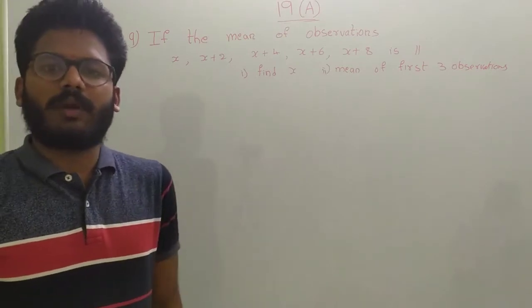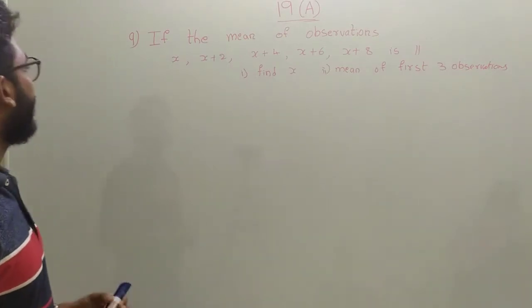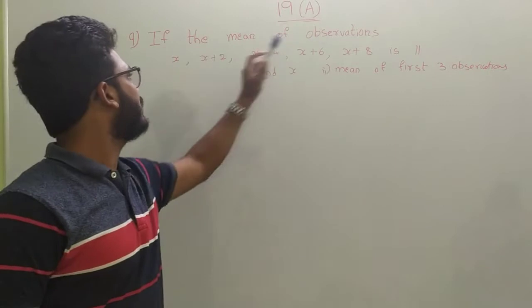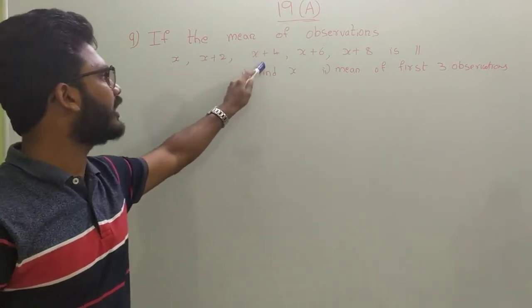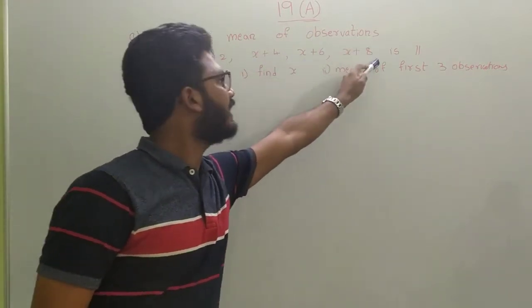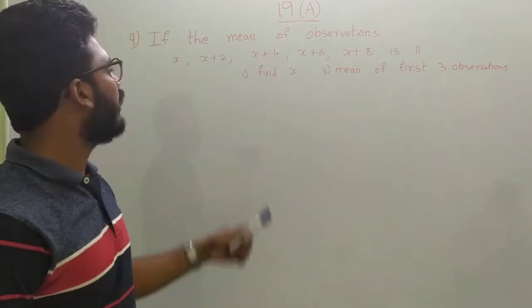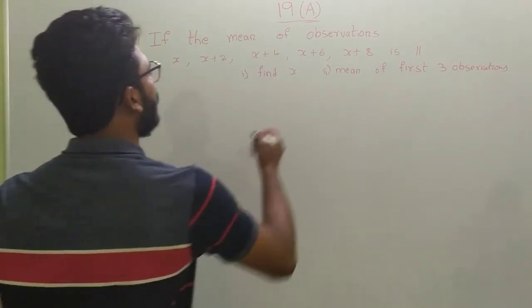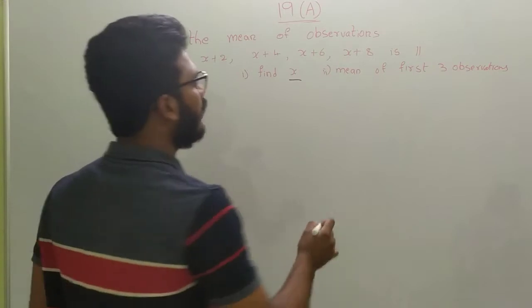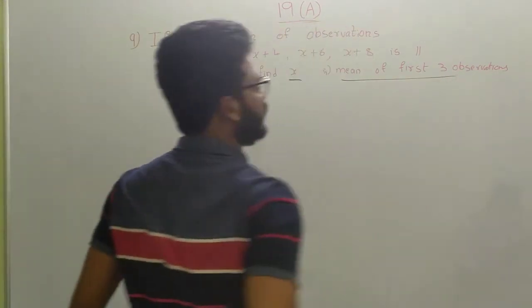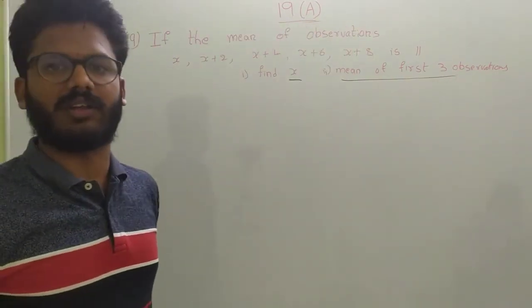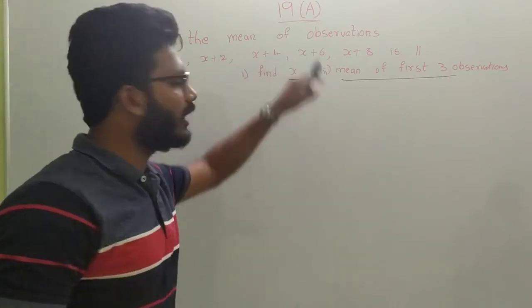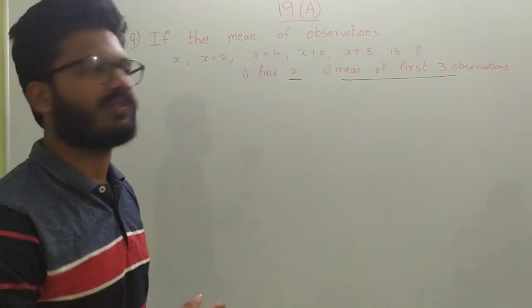Next, moving on to the next problem. What they give? The mean of observations x, x plus 2, x plus 4, x plus 6, and x plus 8 is 11. What you have to find? First, you have to find the value of x, and next, the mean of the first 3 observations. In order to find the mean of the first 3 observations, you need to find the first 3 observations, right? So, we have to find x first.